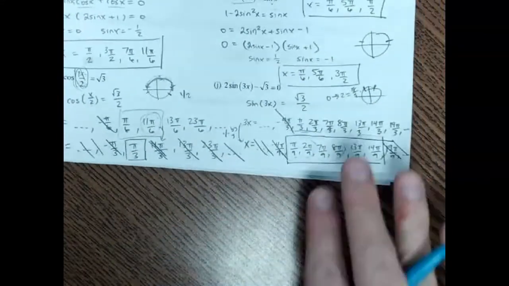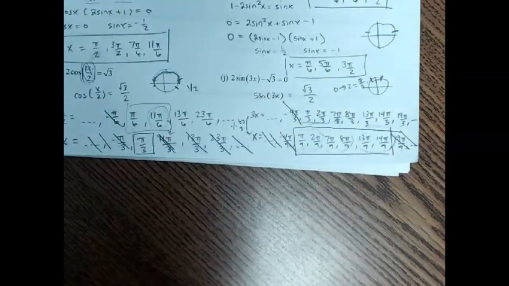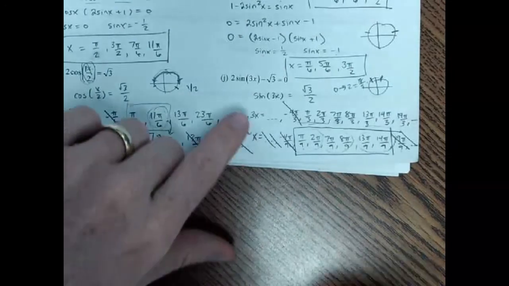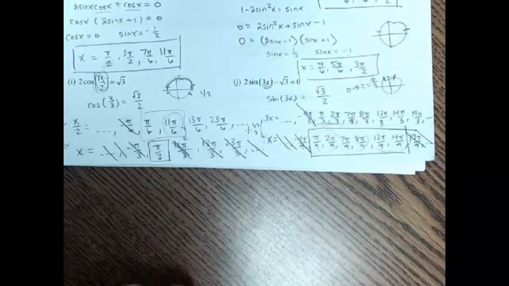Now, look at the last one, and then we'll be done. I promise, we're almost done. We have 2 sine of 3x. Here, I knew the last step was going to be division by 3. Well, when you divide, you make something smaller.